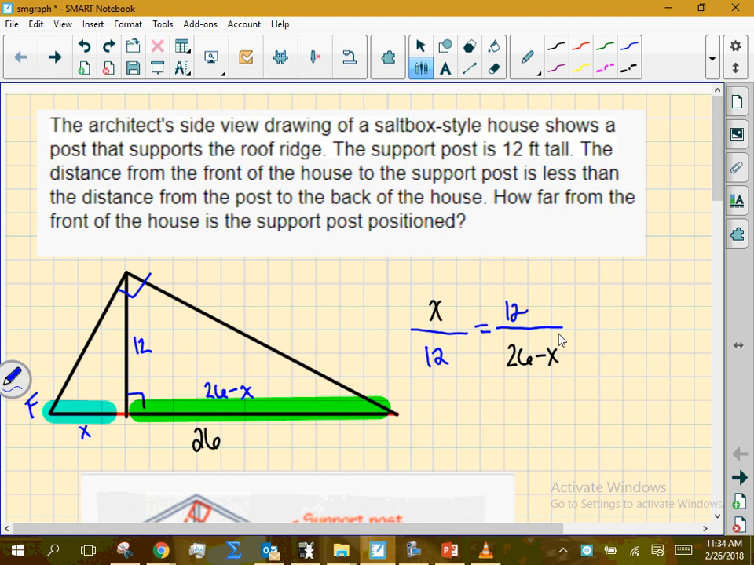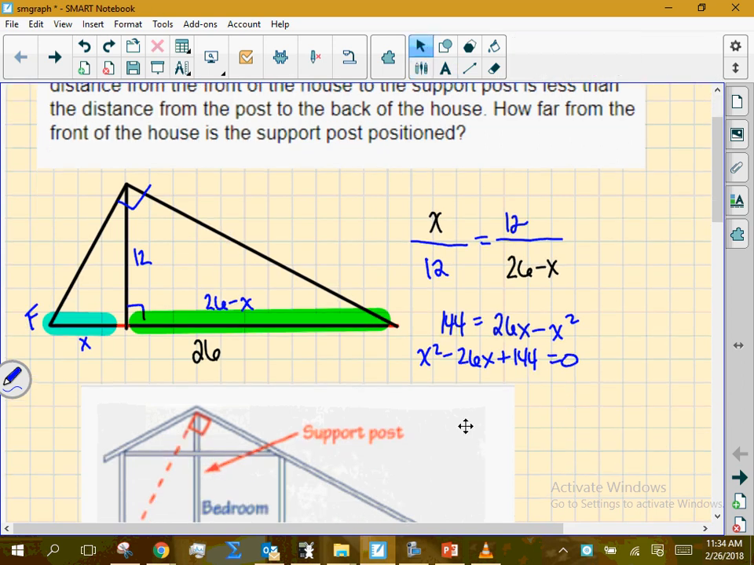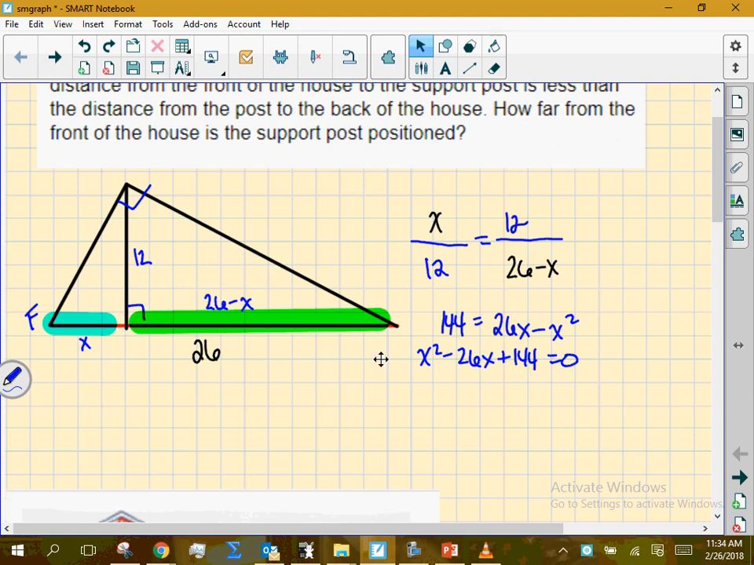All right. So when I cross multiply, I get 144. Okay. And then what? 26x minus x squared. I'm going to move all my stuff over to the left-hand side. So we get x squared minus 26x plus 144 is equal to 0. Now, two numbers that multiply together to give me 144 and add up to give me 26.